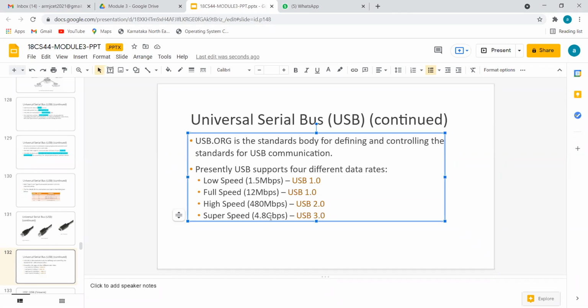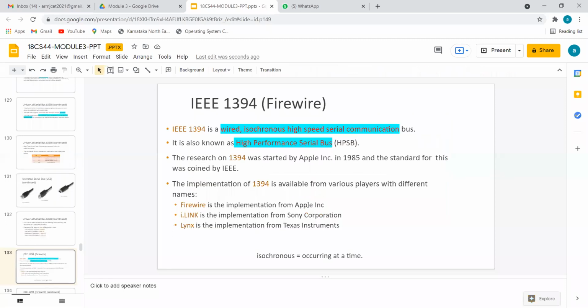Some of the pocket disks support USB 3.0. Some special ports are given in computer hardware, where you need to connect those pocket disks, and you can transfer data at very high speed. 4.8 GB per second means it's of a very high speed compared to the first and second versions.